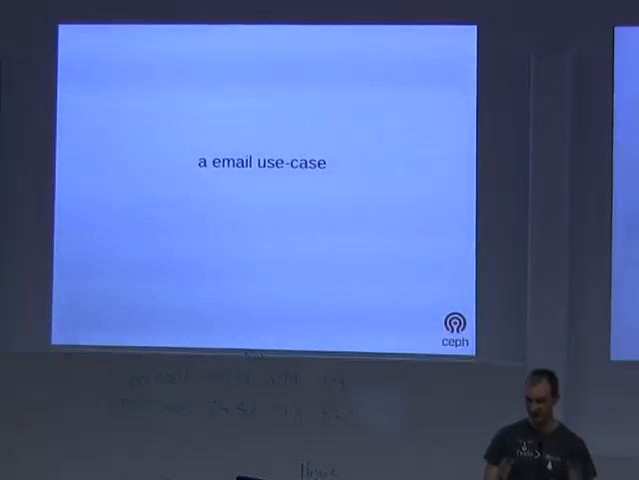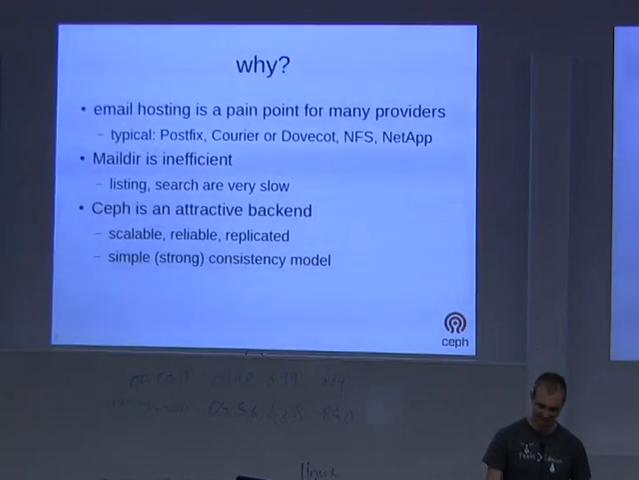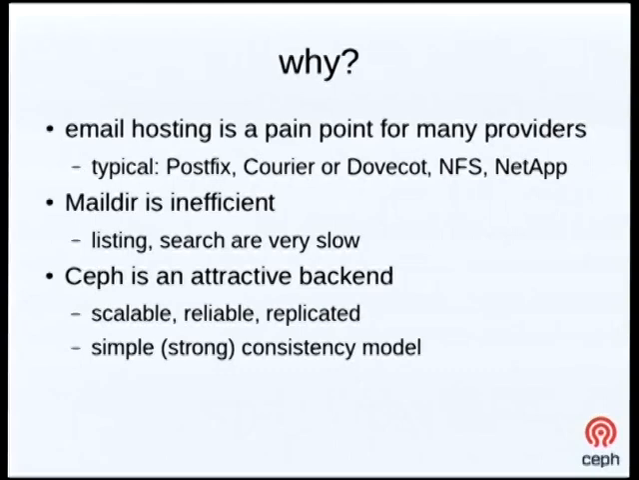So one of my pet peeves is the way that a lot of service providers deal with email. It turns out that email hosting tends to be a pain in the butt for a lot of hosting providers. Typical solutions tend to use tools like Postfix and Courier and Dovecot for IMAP and so forth. But usually people are storing things in maildir format, which is not the most efficient thing in the world. They tend to use NFS file servers, and it tends to hammer them very hard, and performance tends to suck, and it's expensive, and file servers fail, and it's not very nice.